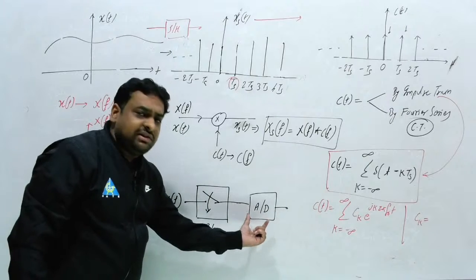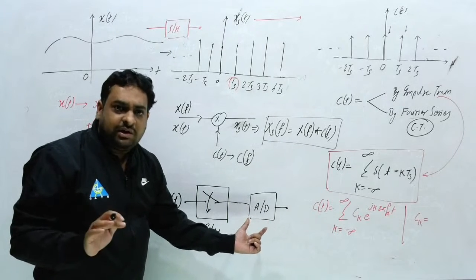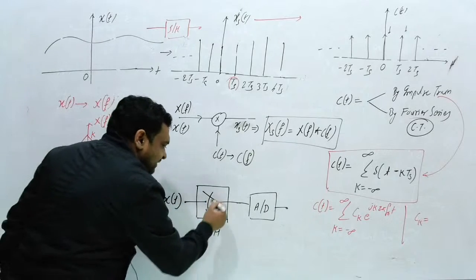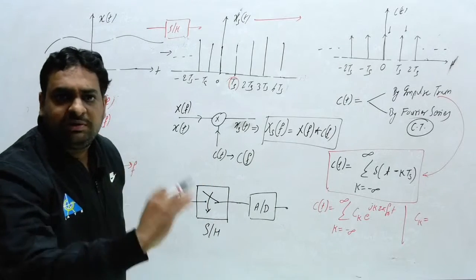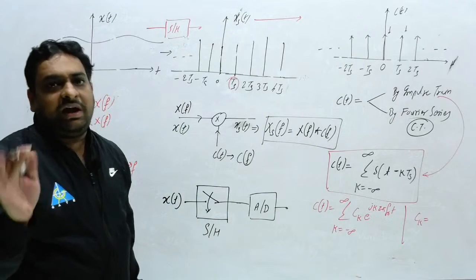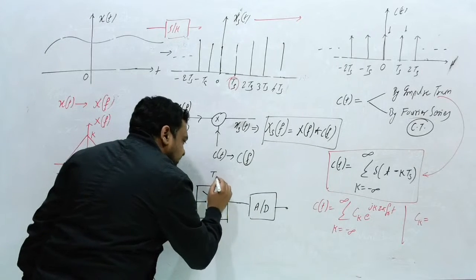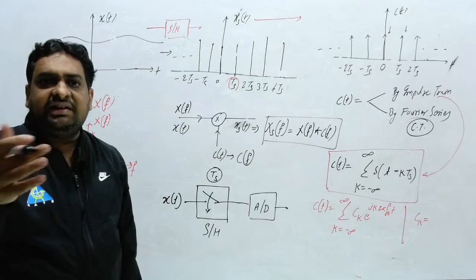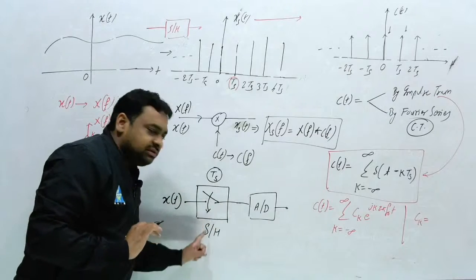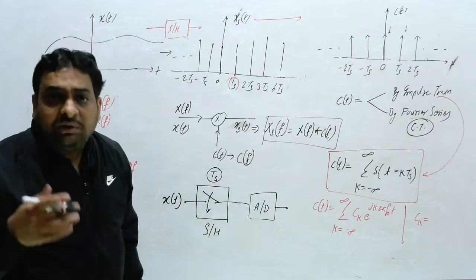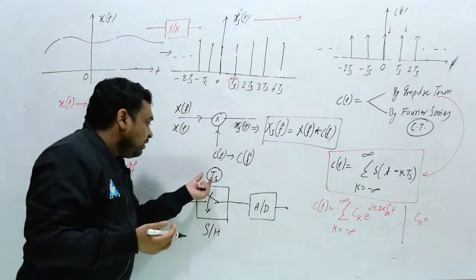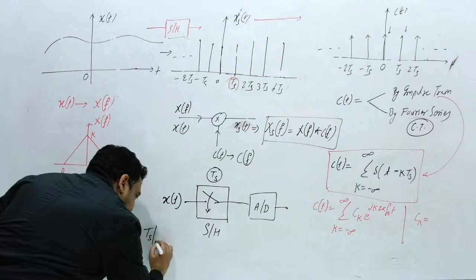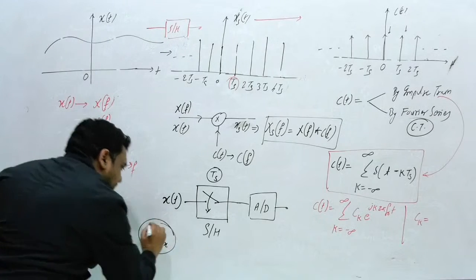This is not our concern right now. What is our concern is this sample and hold circuit. Here, how fast should this switch be? This thing we have to find out. What will be the speed of this switch? You can say this switch is going to be closed every Ts seconds. So what we have to find out is the maximum Ts.